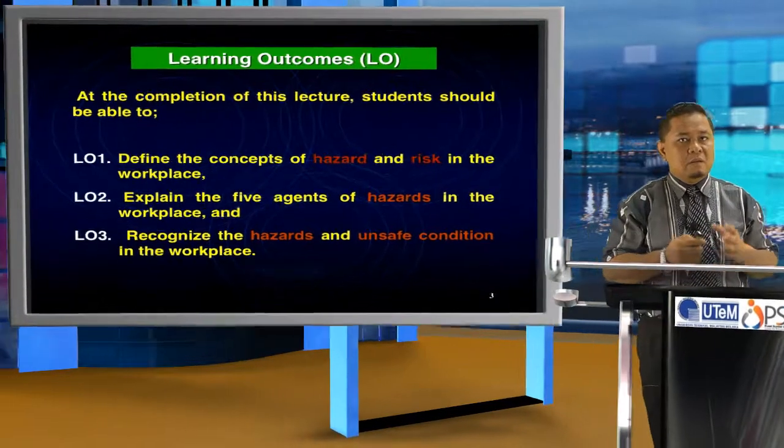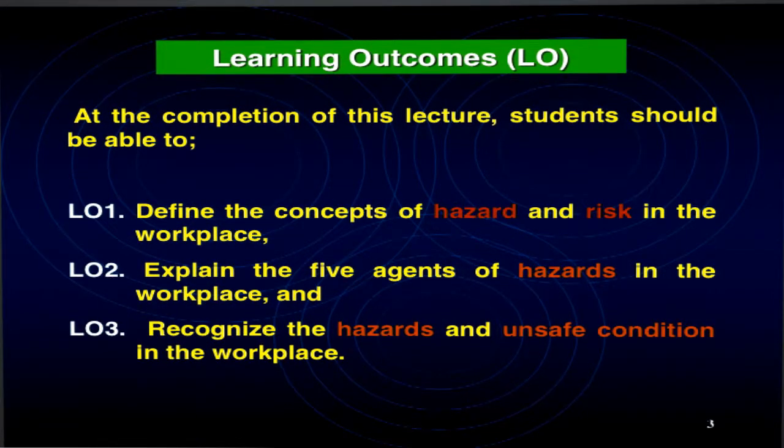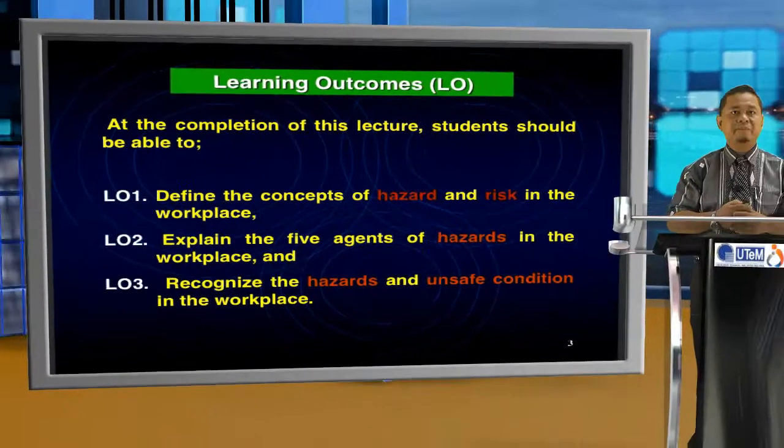Okay, the learning outcomes of this chapter: the student will be able to define the concept of hazards and risks in the workplace. The second one, you will be able to explain the 5 agents that arise in the workplace. And the last one, to recognize hazards and safe conditions in the workplace.